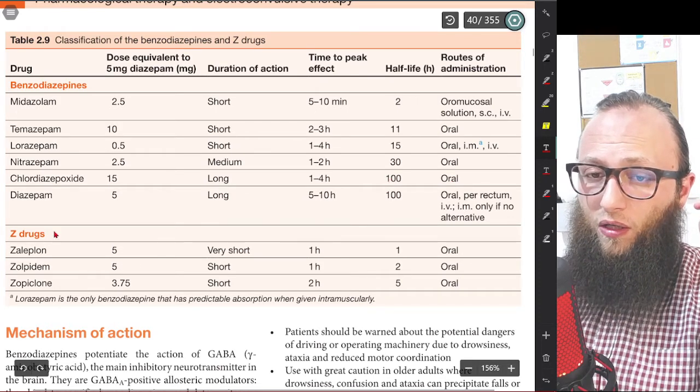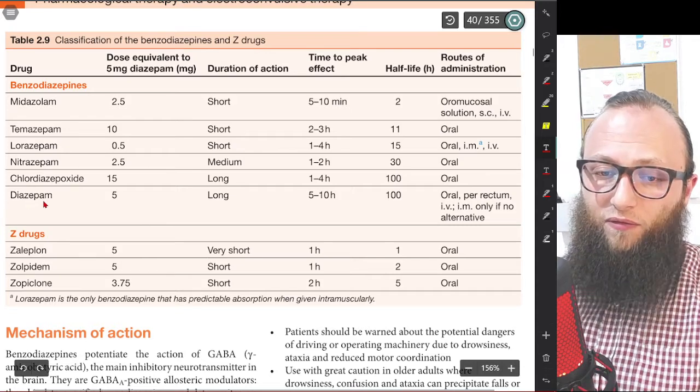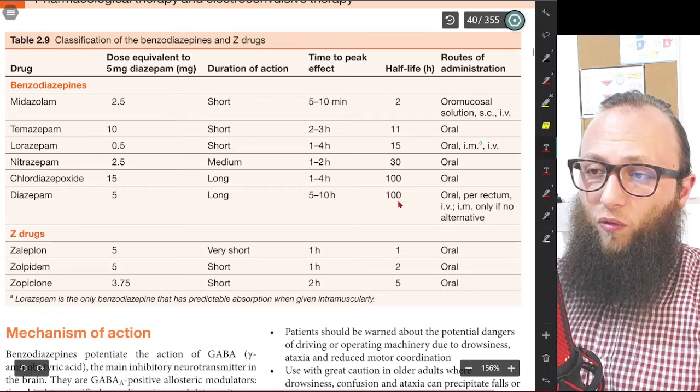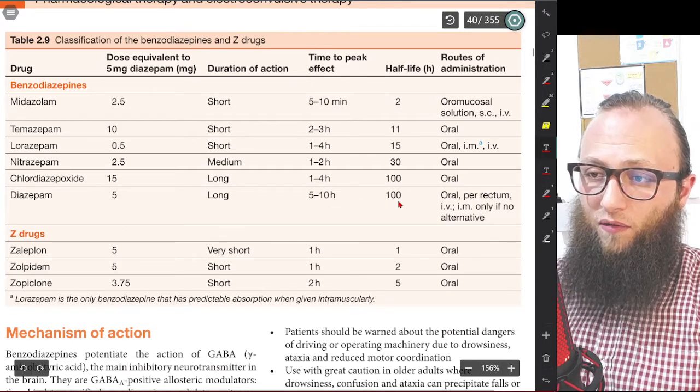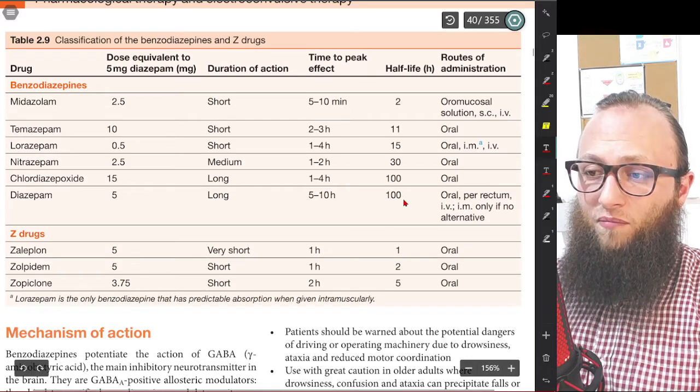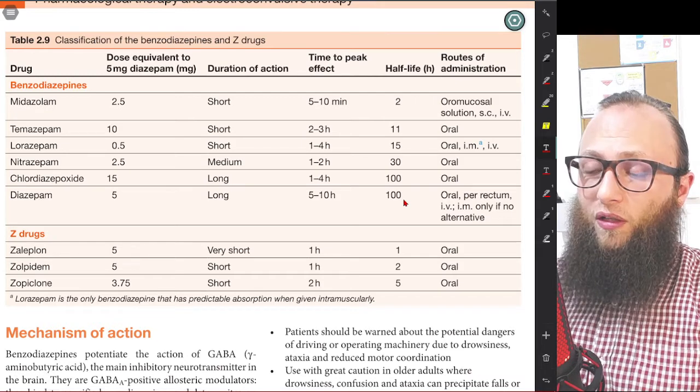It is given orally. And we have diazepam, 5 milligrams. Duration of action is long, 5 to 10 hours to reach the peak, and 100 hour as half-life. It can be given orally, per rectum, IV, IM, only if no alternative.